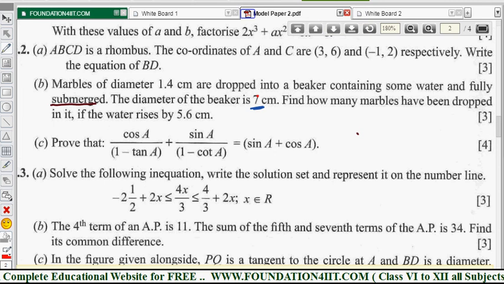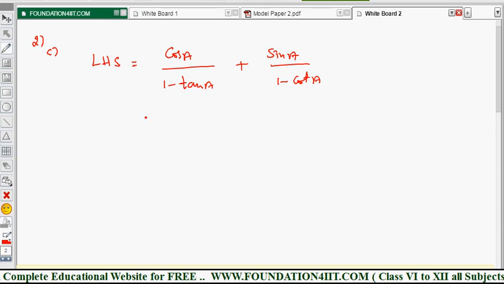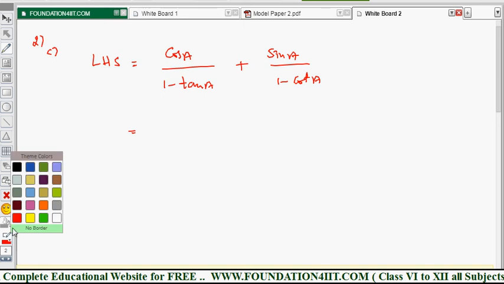And the next question is from trigonometry. Prove that cos A by 1 minus tan A plus sin A by 1 minus cot A is equal to sin A plus cos A. Let us take the LHS and we'll prove the RHS, sin A plus cos A. In this LHS, the question is cos A by 1 minus tan A plus sin A by 1 minus cot A. The RHS is in terms of sin and cos, so tan and cot we will also convert into sin and cos using trigonometric formulas.